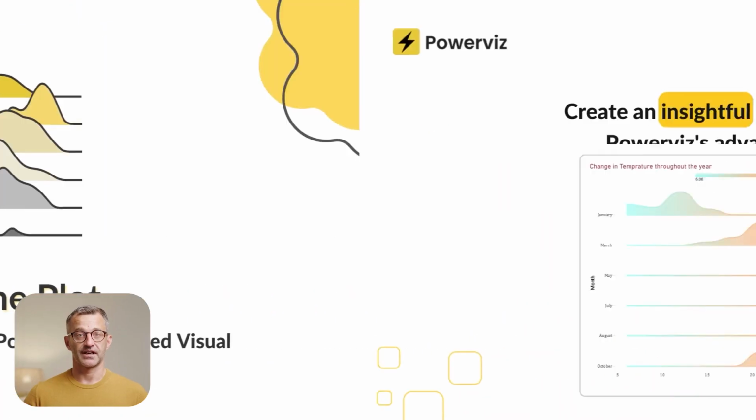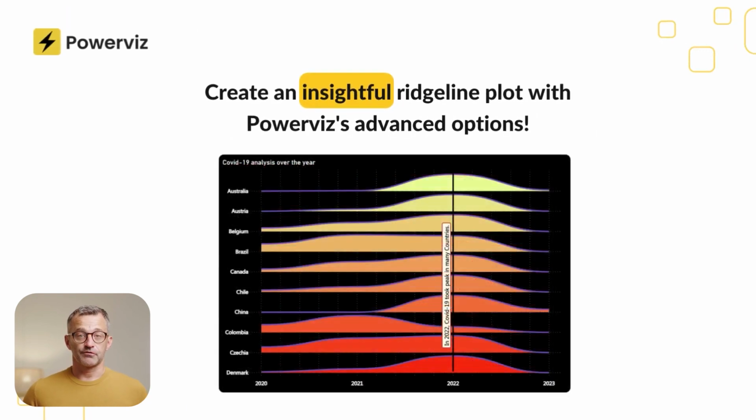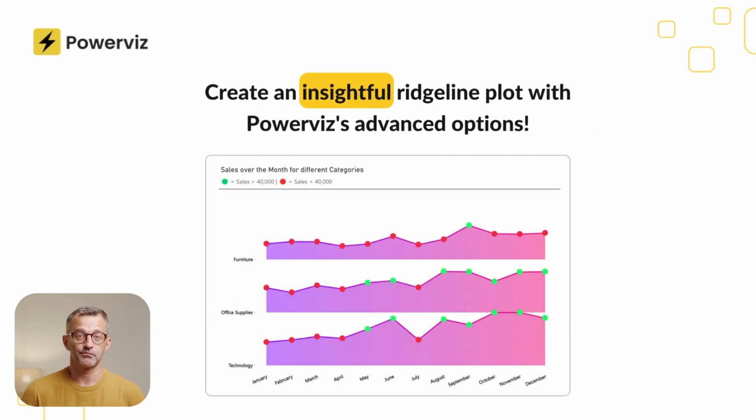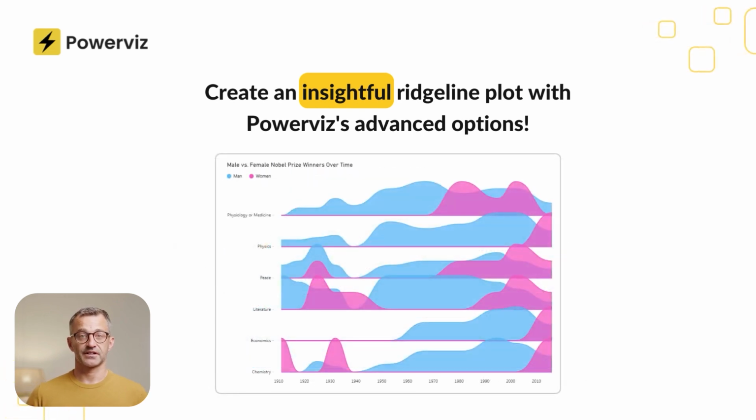Welcome to Powerviz. Let's explore the top 5 features of the Powerviz Ridgeline Plot, a unique and space-saving visual that helps you compare distributions and spot trends across multiple categories. With its smooth, overlapping layers, it brings clarity and elegance to time series or continuous data. Let's explore its top 5 powerful features.